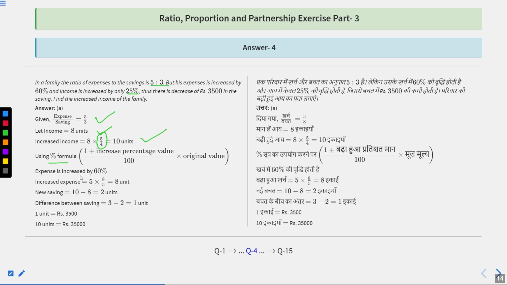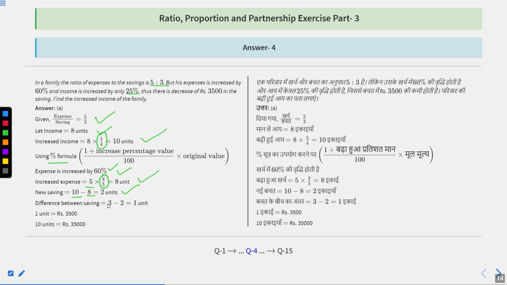Now, expense is increased by 60%. Clear? So expense is 5 only and increased by 60%. So the fraction value of 160% is 8/5, which is 8 unit. Now our new saving will be: increased income is 10 unit, increased expense is 8 unit. So our new saving is 2 unit.